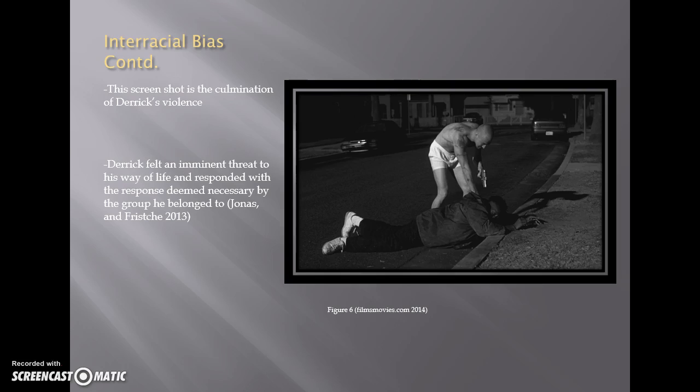Again, this movie is taking place in California, which is populated by a black majority population. Blacks had killed his father, and they were now trying to steal his car. At this point in time, Derek felt that there was an existential threat on his way of life. Research conducted by Jonas and Fritsch in 2013 showed that when people perceive a threat to their existence, they will typically support the worldviews of their in-group, in Derek's case, skinheads, and possibly escalate their hostility. And that's exactly what Derek did, as you can see here in this photo.